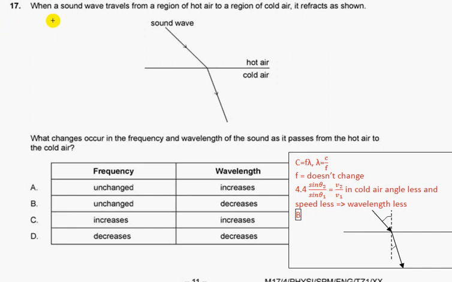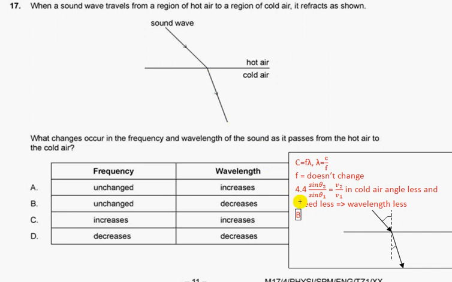Question 17. When a sound wave travels from a region of hot air to a region of cold air, it refracts as shown. What changes occur in the frequency and wavelength of the sound as it passes from hot air to the cold air? So, wave equation: c equals f lambda, lambda equals c over f. f doesn't change. How many waves come every second, so many waves go every second, so frequency doesn't change.